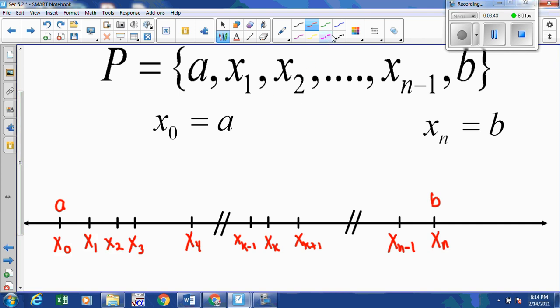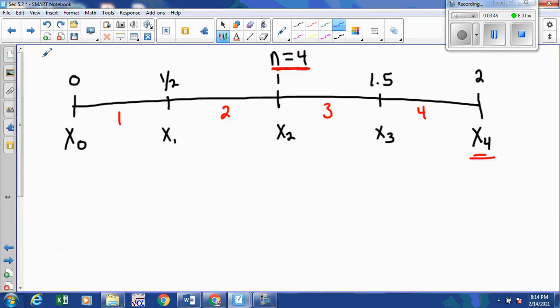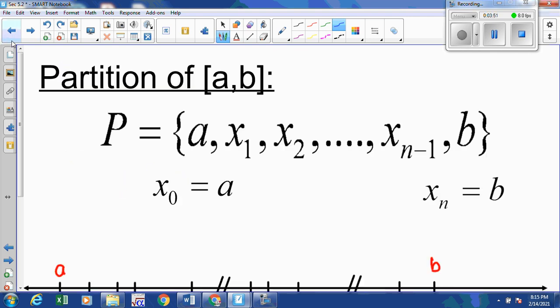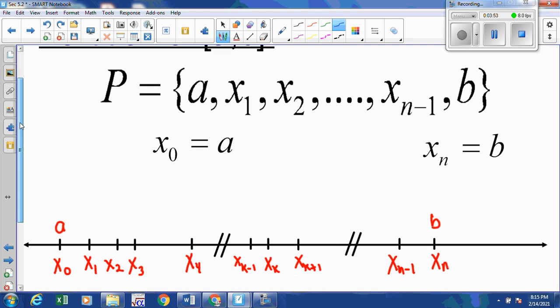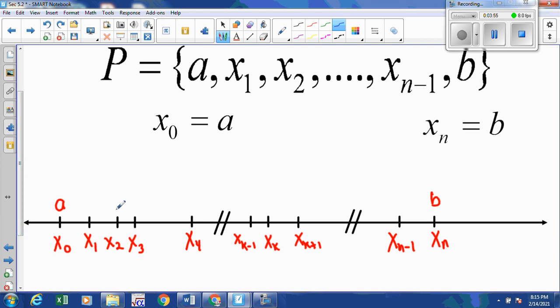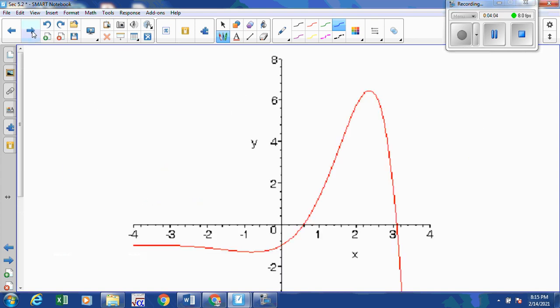One of the things you will notice is different than before. Here, each of our subintervals was equal to a half. They were all the same. Here, that's not necessarily going to be true. It could be in spots, but if we look here, these two values are much closer than these two values. And that can really help us as we look at more difficult problems.